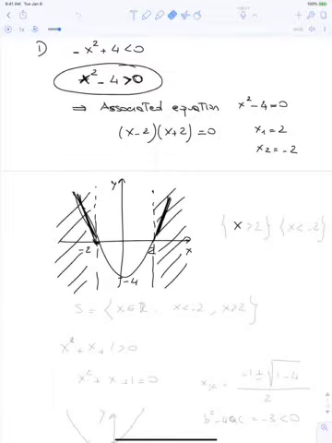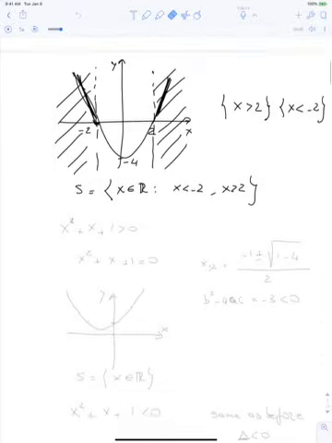So it's x greater than 2 or x less than minus 2. So we can write the solution as a set of values of x in the set of real numbers such that x is less than minus 2 or x is greater than 2. Okay, let's try another example.